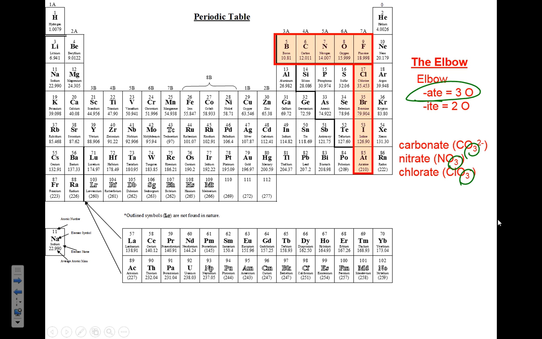Now, if you're outside of the elbow, then a different set of numbers apply. So remember, in the elbow, -ate is always 3. And remember, -ite's always 1 less anyway, so all I really have to remember is in the elbow, the -ate version will always have 3 oxygens.